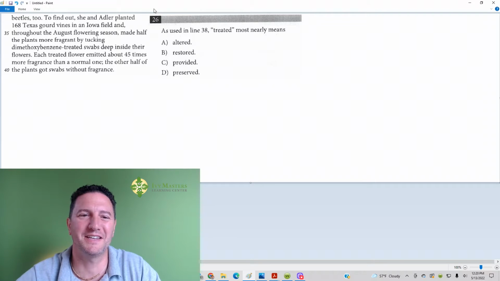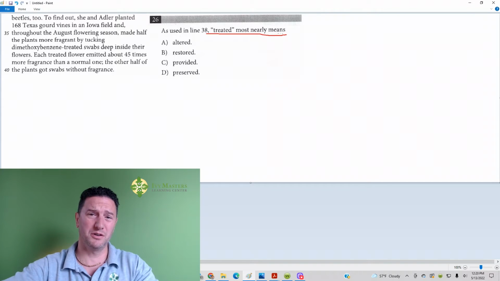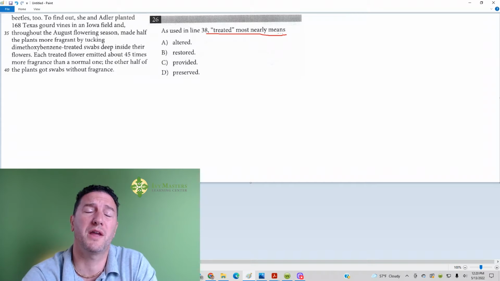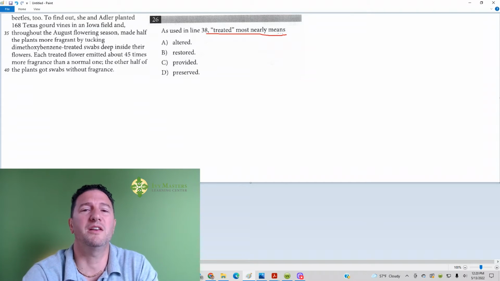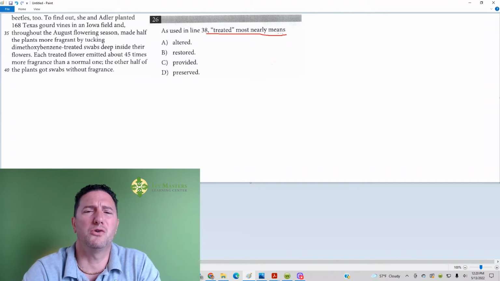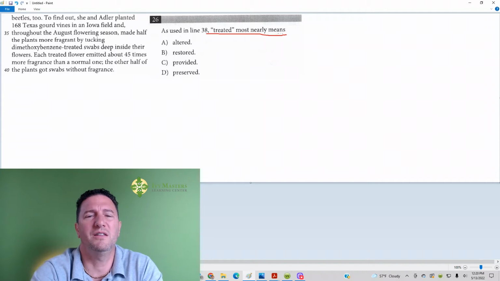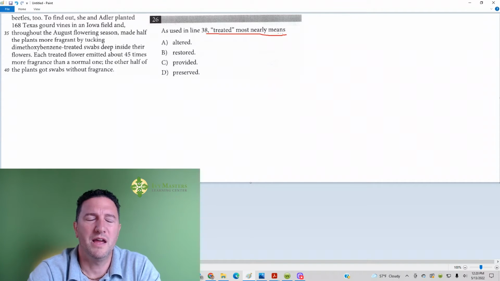Today we're going to look at Test 6, Section 1, number 26, which reads, as used in line 38, treated most nearly means. As soon as you see most nearly means, you know you have a vocabulary and context question. What does that mean? First off, you want to ignore any meaning of the word you're familiar with. Do not say, oh, treated doesn't mean that, so I'm going to get rid of that. Oftentimes, the SAT loves to use common words and then use them in a context that you're not familiar with. So you got to get it 100% based on the context.